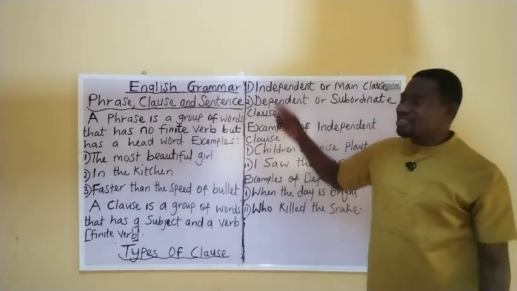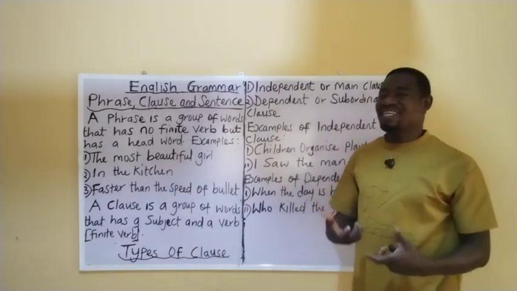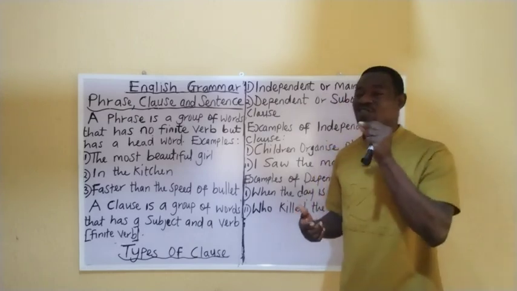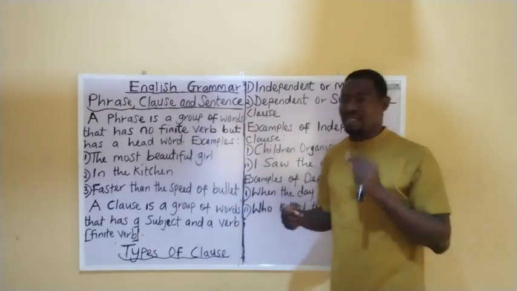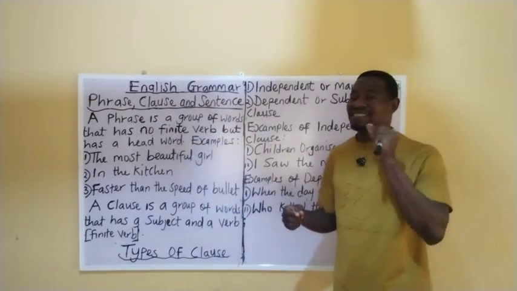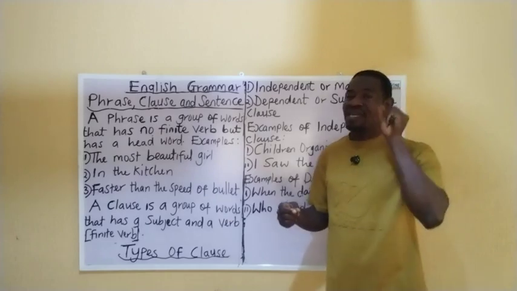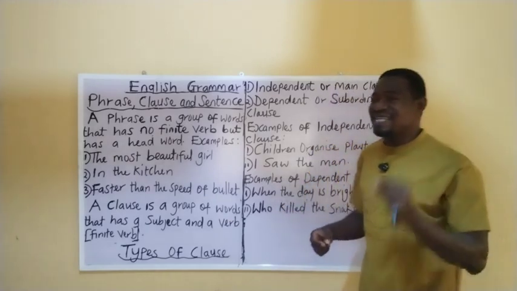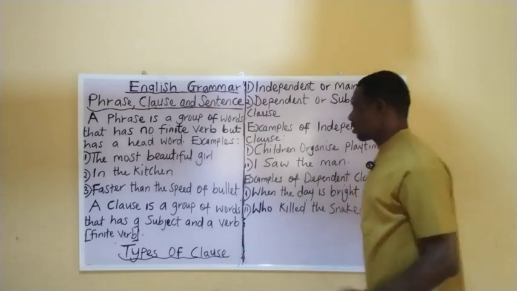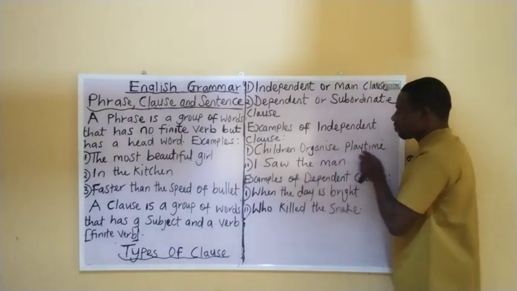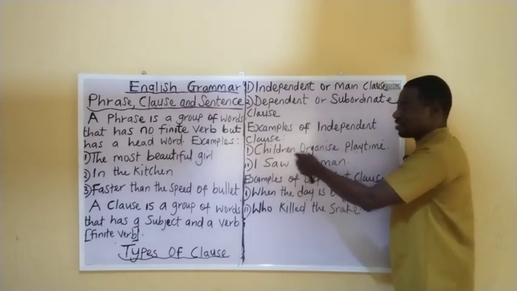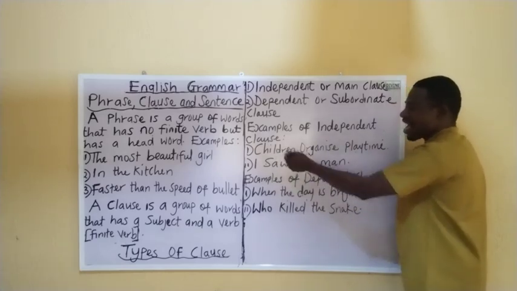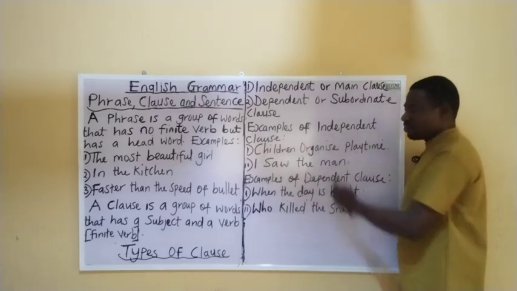Okay, fine. What is an independent clause? An independent clause is that clause that can stand on its own and make a complete thought. Let's see examples of independent clause. One, children organize playtime. Children is the subject, organize is the what? Is the verb. Take note, this is a group of words that has a subject and a verb.